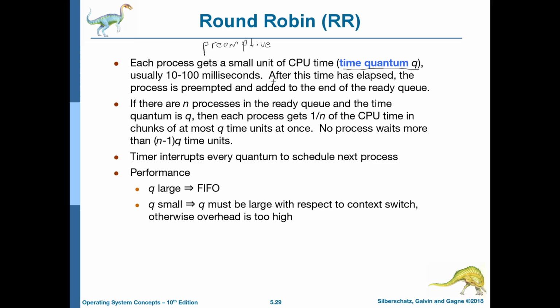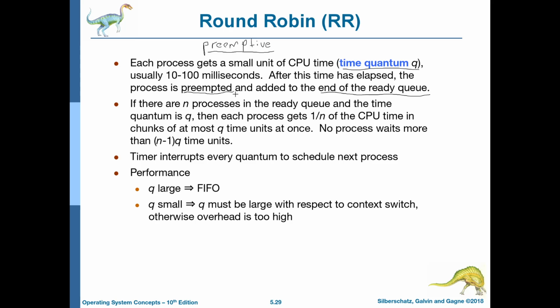So once the time has elapsed, the process is stopped or preempted, and it is added to the end of the ready queue. So it acts very much like a first-come, first-serve scheduler. Jobs come off the top of the queue, and they are put to the bottom of the queue whenever they're ready to be on the CPU. The only difference between round robin and first come first serve is that round robin is preemptive. In other words, it preempts the process before the process is finished.